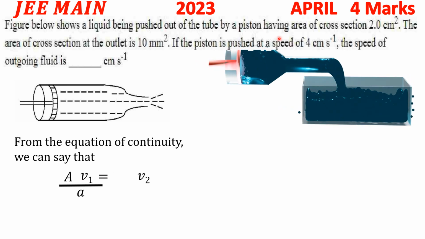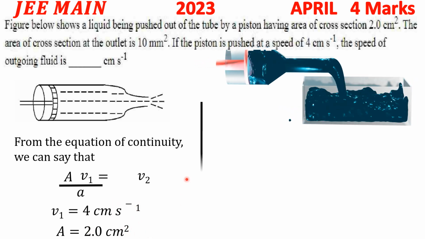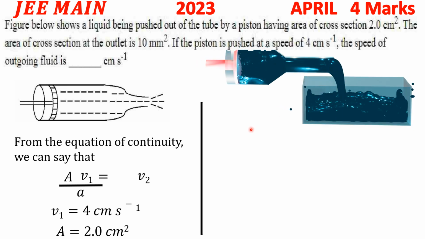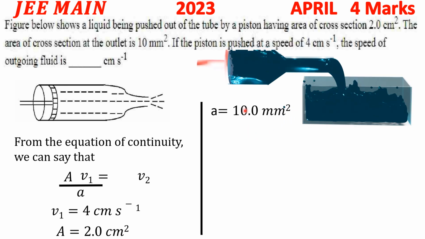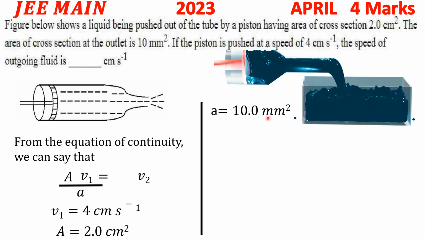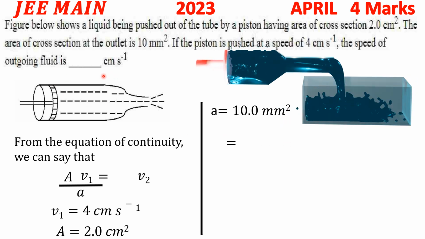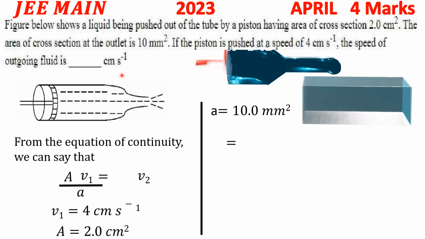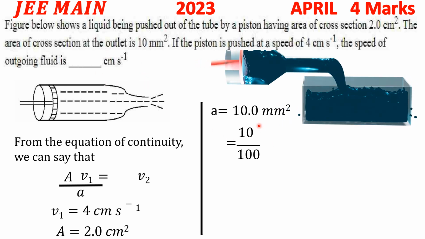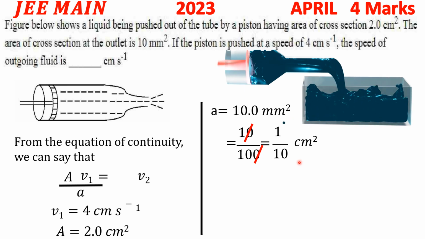Velocity of the piston is given, that is speed of fluid at the inlet is 4 centimeter per second, area of cross section 2 centimeter square, and area of cross section at the outlet is 10 millimeter square. Comparing these two values, capital A and small a, units are different, so we have to convert this millimeter square to centimeter square, because in the question it is asked in terms of centimeter per second. So dividing this value by 100, we get it in centimeter square. So cancelling this 0, we get 1 by 10 centimeter square.